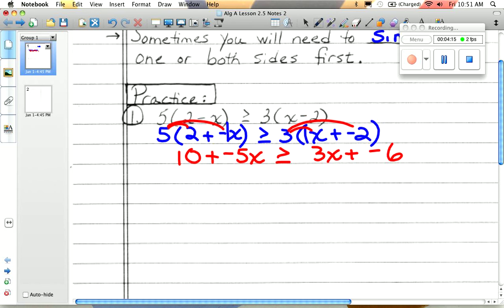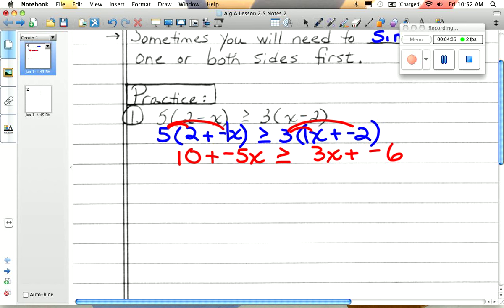So what are we going to do? Who wants to offer up what they think we should do here? What do you think should be the first move here? What do you want to do, Isaac? Subtract 3x on both sides. Subtract 3x from both sides? Okay. Did you want to make it a different move, Trey? Add 5x to both sides, okay?